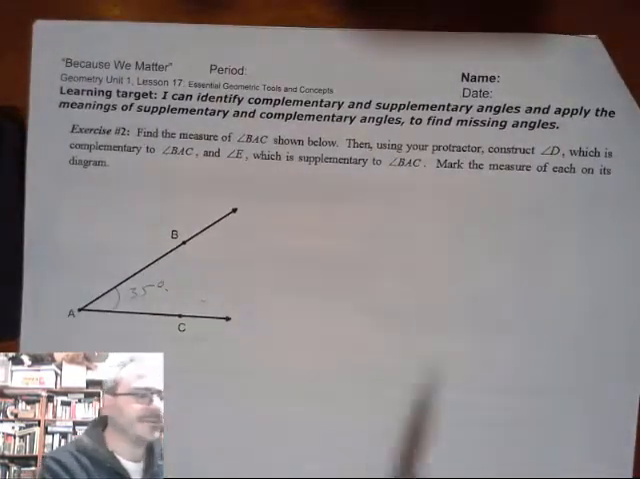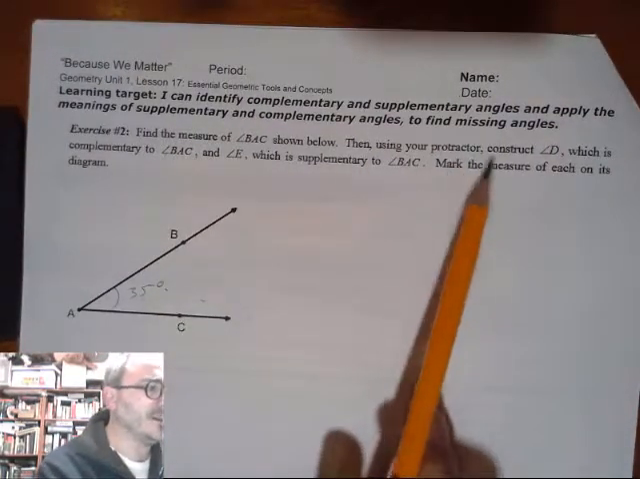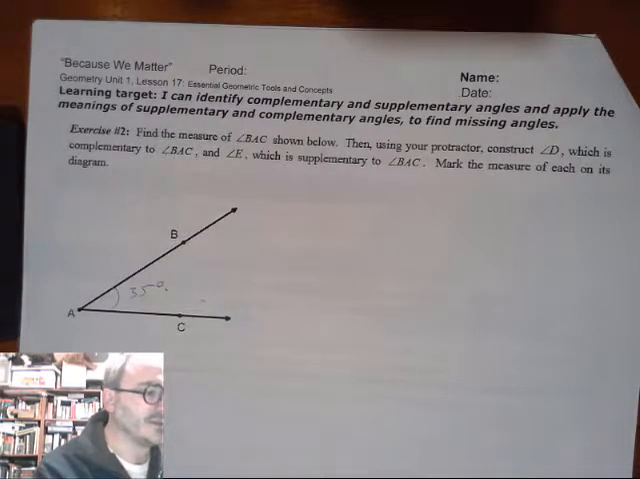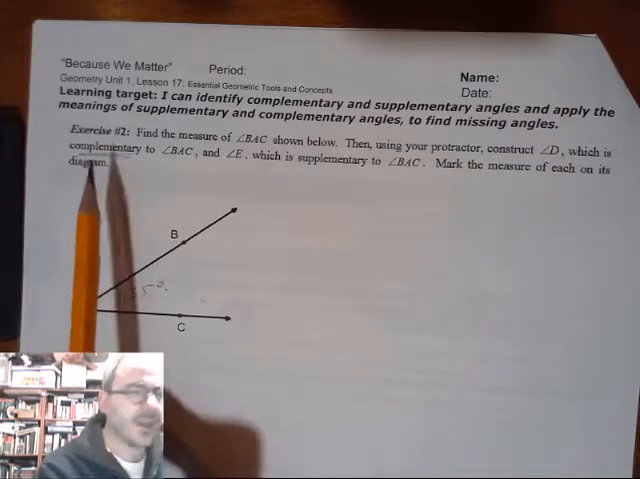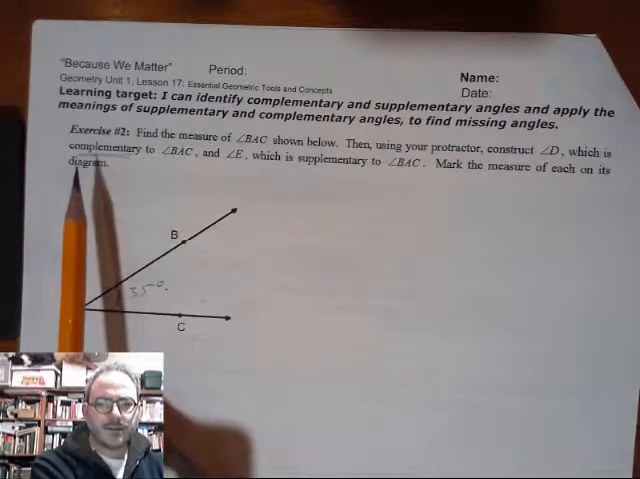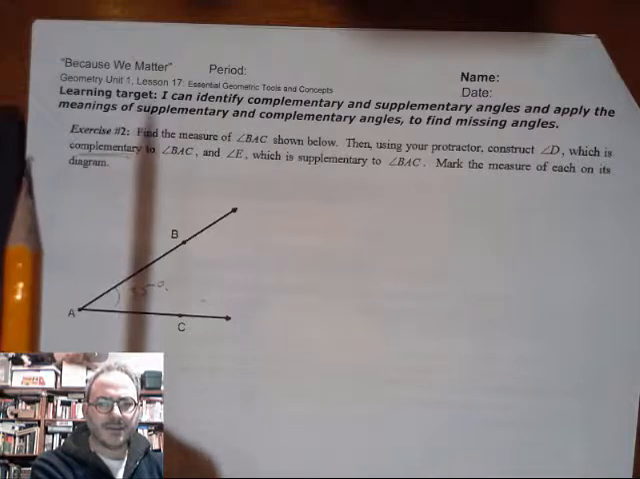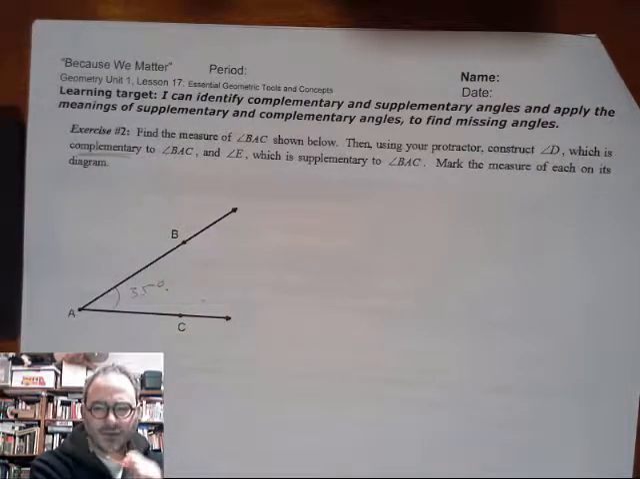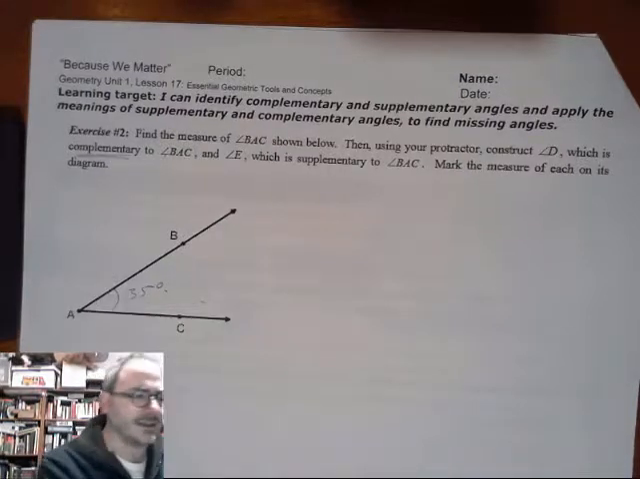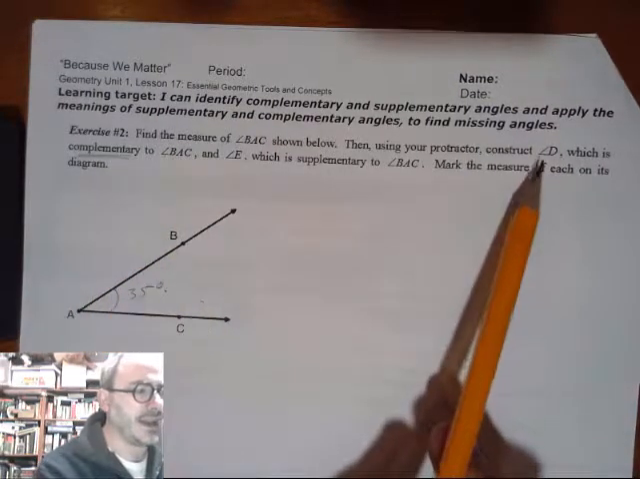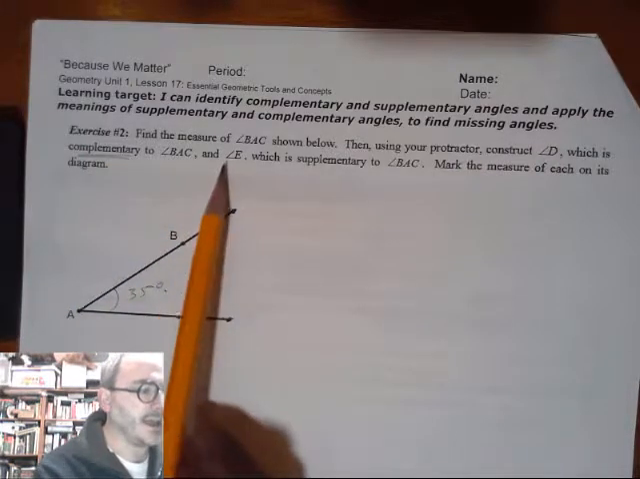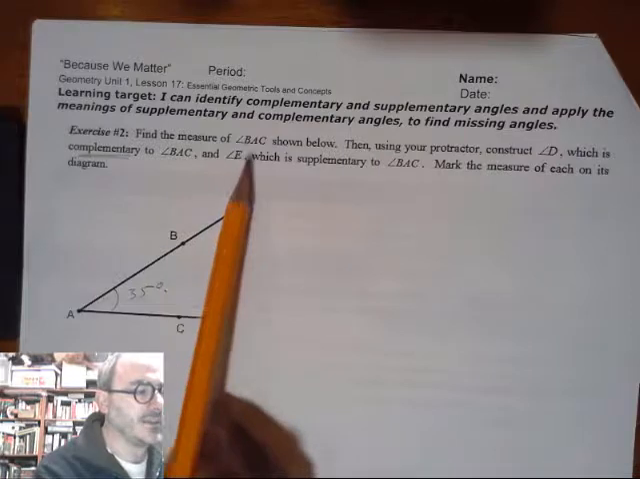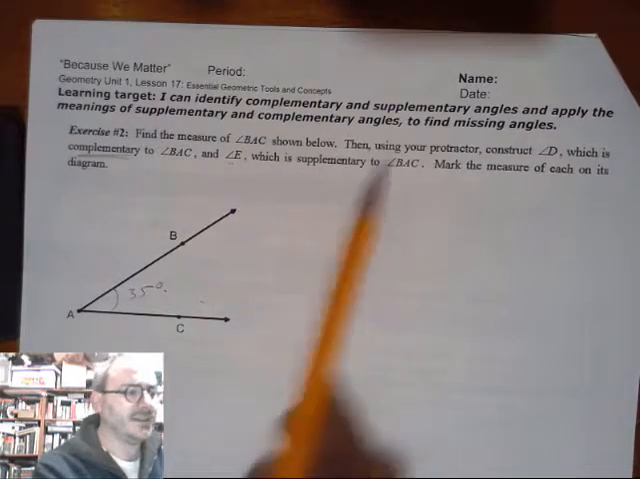Step 1 complete. Then we have to use our protractor to construct angle D. So we're going to construct angle D, which is complementary. What does complementary mean again? Hopefully you said two angles that add up to 90 degrees. Complementary means two angles that add up to 90 degrees. So we need to create an angle D, which is complementary to BAC. And we have to construct angle E, which is supplementary to BAC.